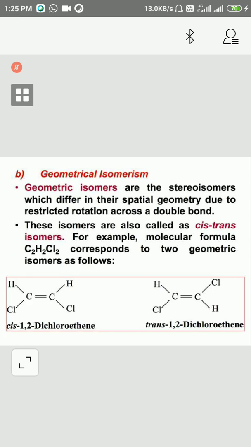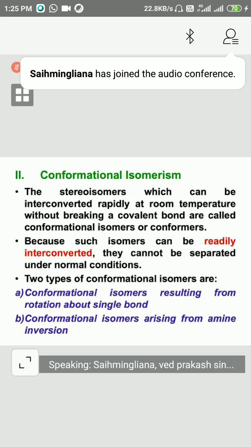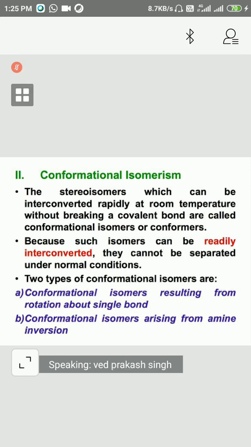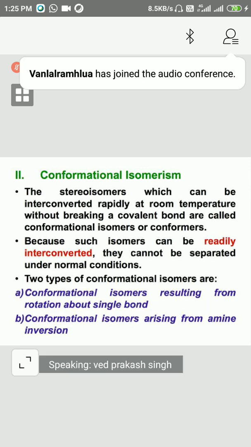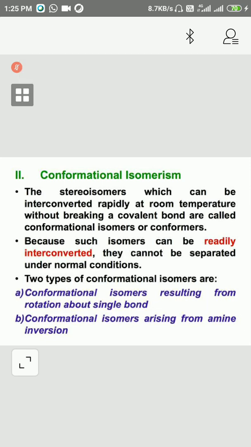Geometrical isomers are stereoisomers which differ in their spatial geometry due to restricted rotation across a double bond. For example, you can see cis and trans isomers. Now conformational isomers: stereoisomers which can be interconverted rapidly at room temperature by rotation of the bond are called conformational isomers. Because such isomers can be readily interconverted, they cannot be separated under normal conditions.